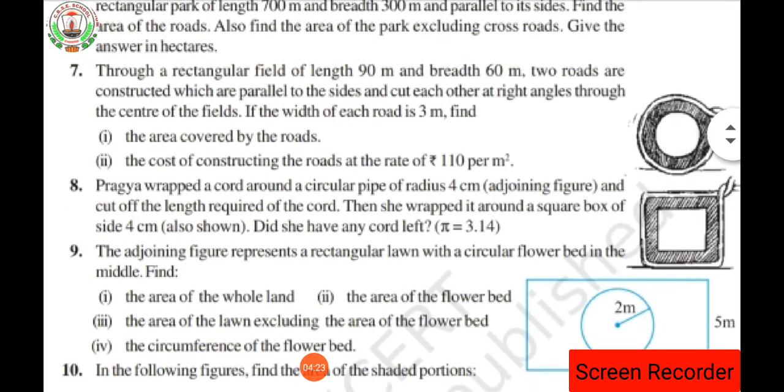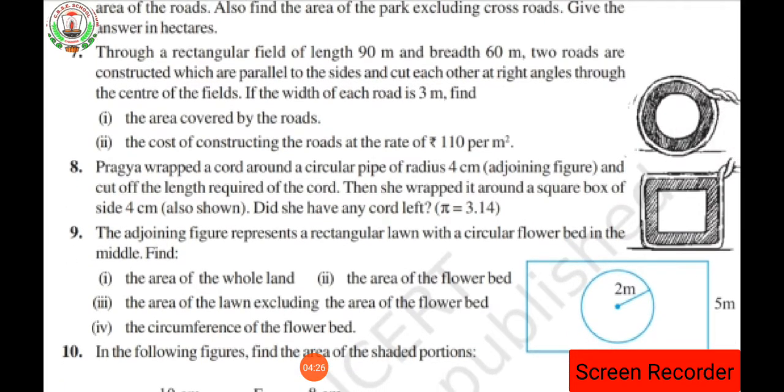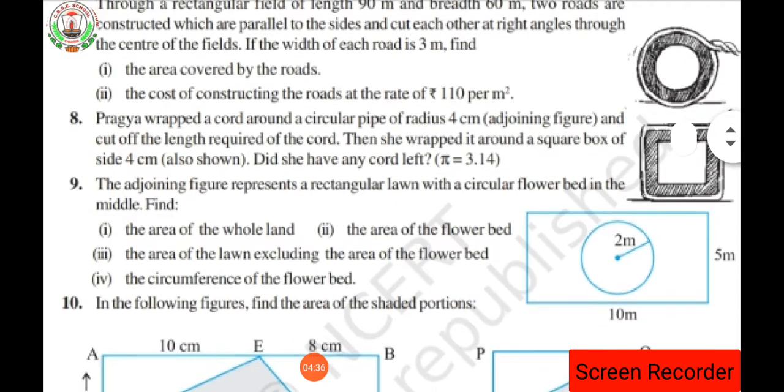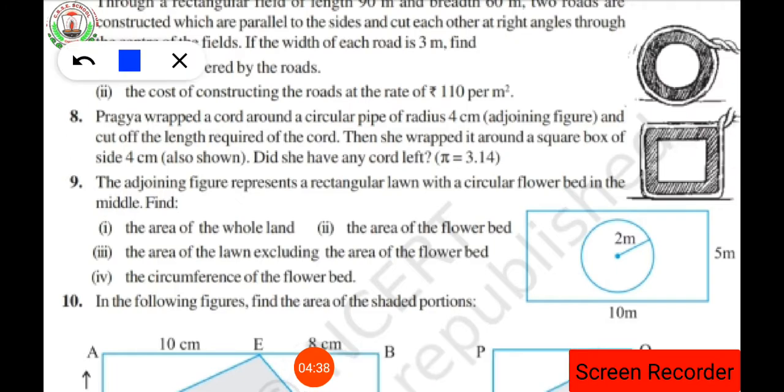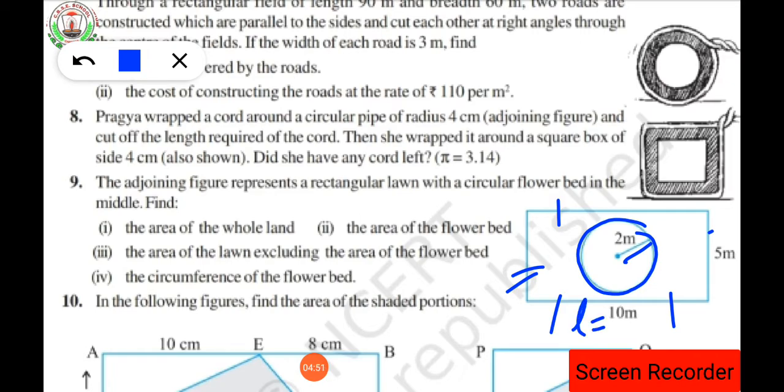Clear everyone? Then in question number 9, the adjoining figure presents a rectangular lawn with a circular flower bed in the middle. Okay, a rectangular lawn is given in the figure. This part is the rectangular lawn and a circular flower bed is present at the center whose radius is 2 meter. The length is given as 10 meter and the breadth is given as 5 meter. Then according to the question, how many parts do we have? We have 4 parts in question number 9.